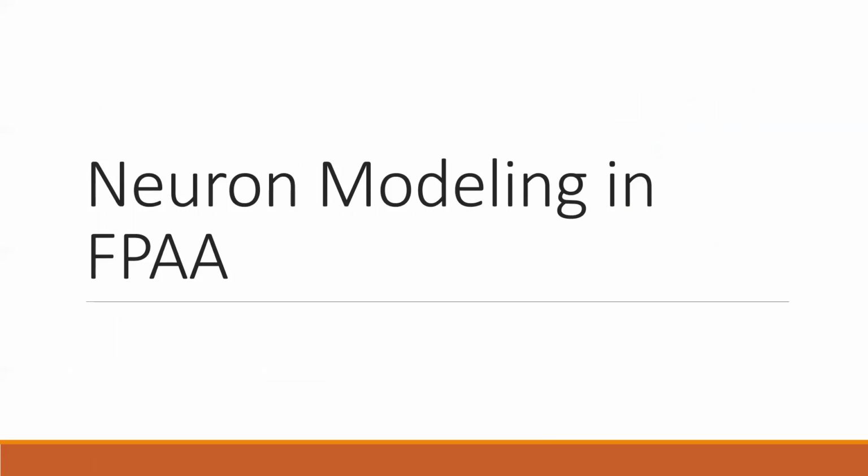So next I'm going to move on to neuron implementations in FPAA. First we will go over the Hodgkin and Huxley neuron model, which is the most famous neuron model out there. And then we will move on to the Fitzhugh-Nagumo model.